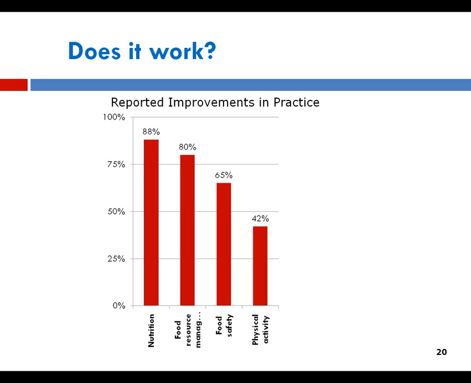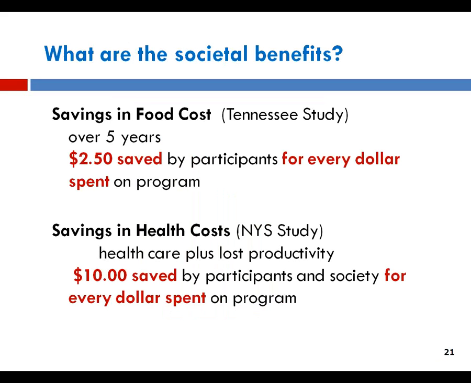And so we see that 88% of our participants report at least some improvement in nutrition practices, 80% in food resource management, 65% in food safety practices, and a little over 40% in physical activity. In other words, how active they are, how frequently and how long they walk or do other physically active behaviors.